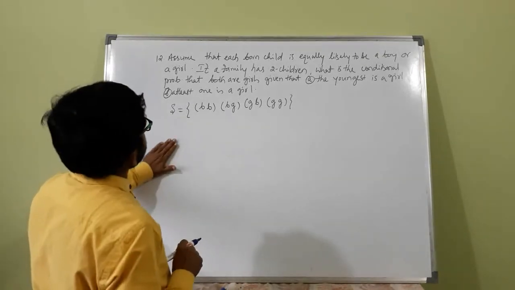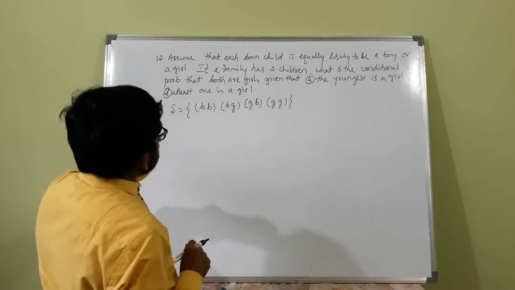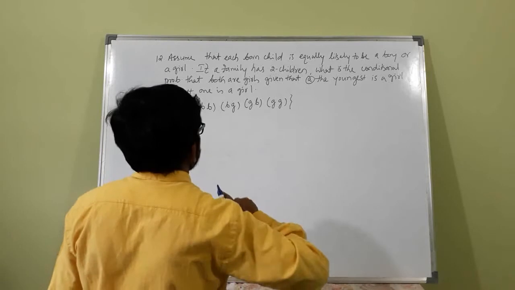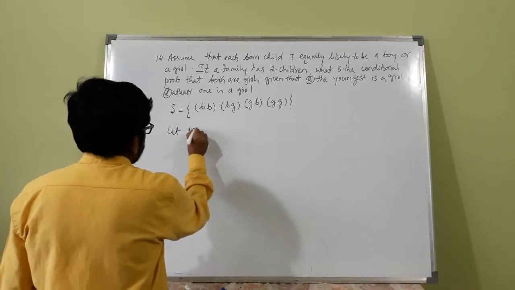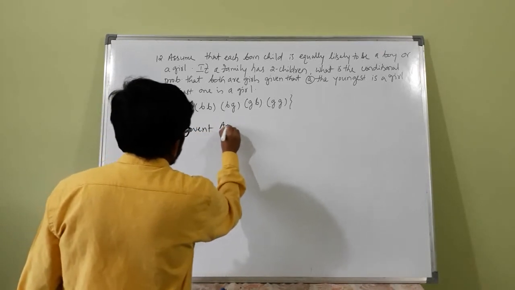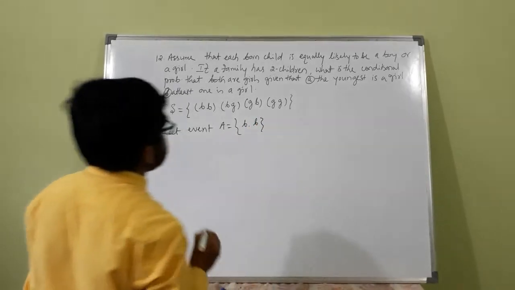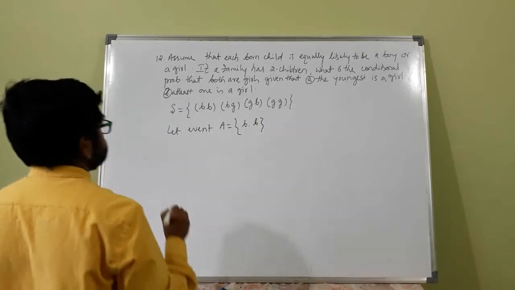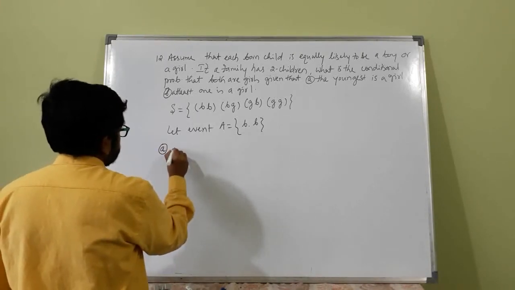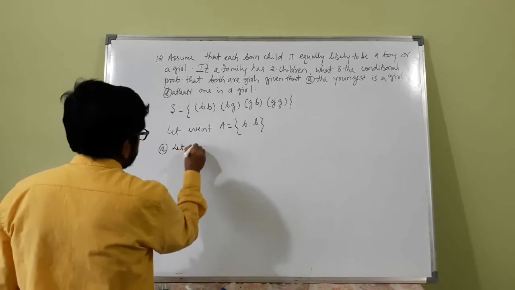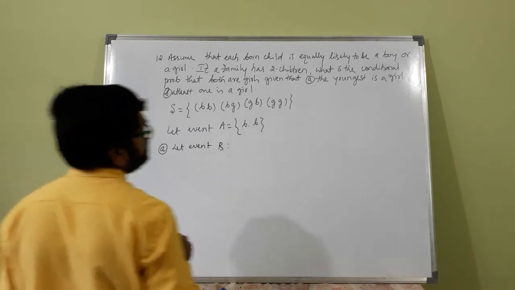It is given a family has 2 children, and we want the conditional probability that both are girls. Let event A be both girls. Now to answer for this A, let event B be the youngest is a girl.